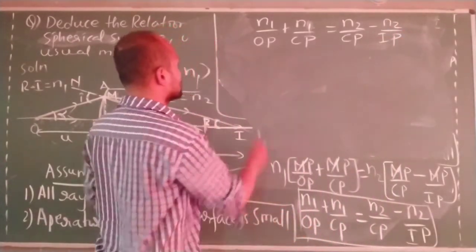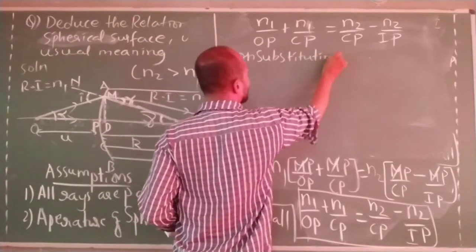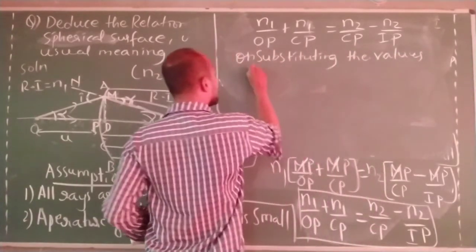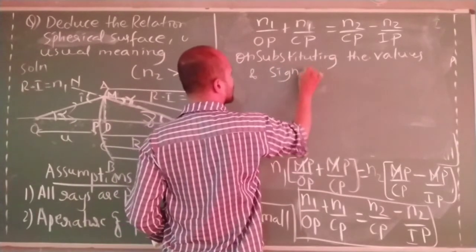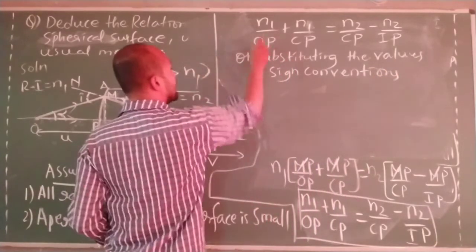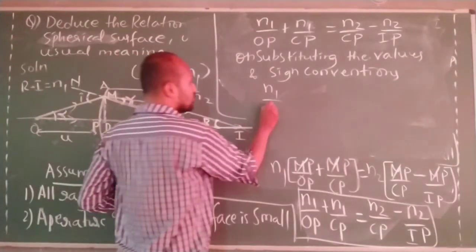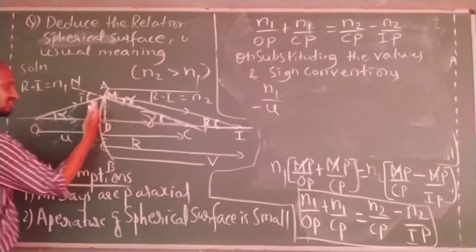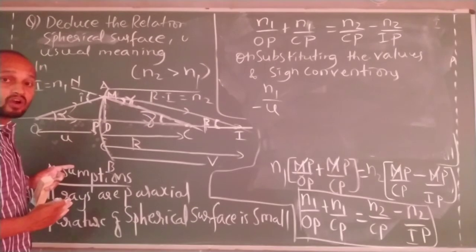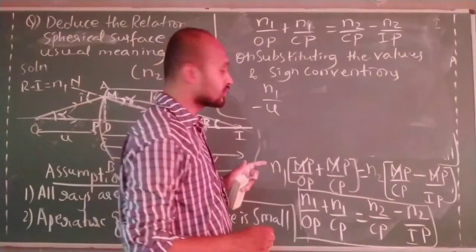In this equation, on substituting the values from the diagram and sign conventions, let's see what is going to happen. N1 by OP. What is OP? That is U, with a minus sign because this is towards the left side. The pole is the origin in Cartesian coordinates, as we know from the sign conventions before.